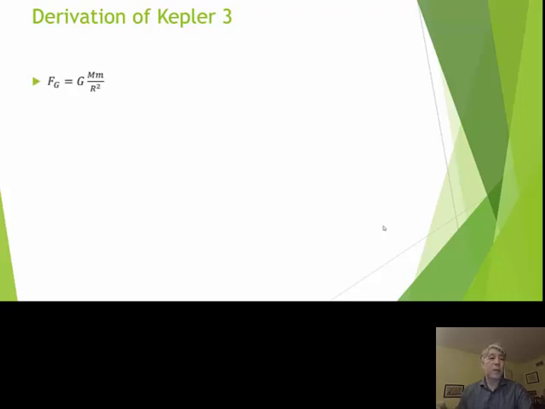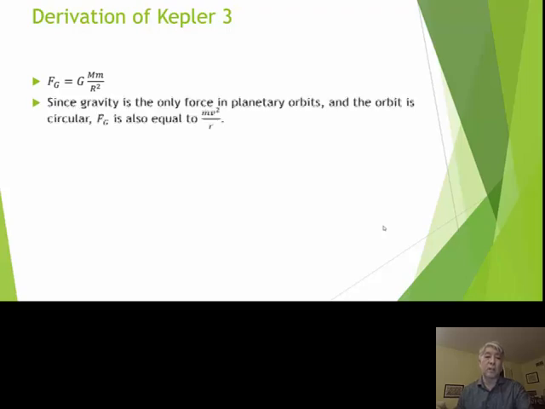So this is the derivation of Kepler 3. Like I said, it starts with G M m over r squared, which is Newton's universal law of gravitation. And since gravity is the force making the planet travel in a circle, F sub g is also going to equal little m v squared over r, where little m is the orbiting object. It's the moon in the case of the Earth-Moon system. Capital M would be the mass of the Earth.